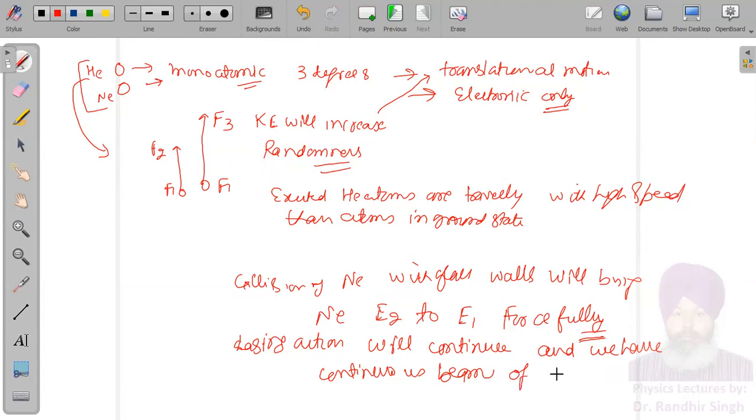If you have any question, you can ask me. So kindly remember, it is a 4-level laser. Helium neon laser is a 4-level laser. If you have any question, you can ask me now by unmuting.